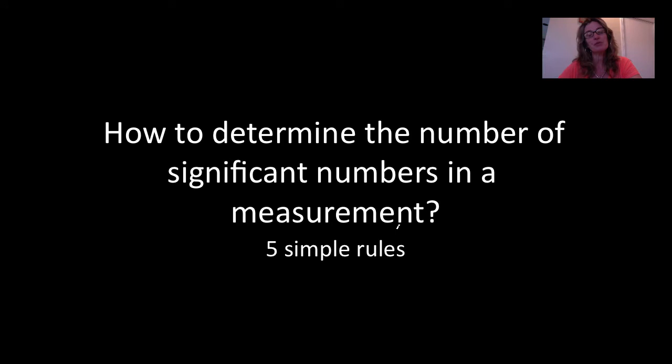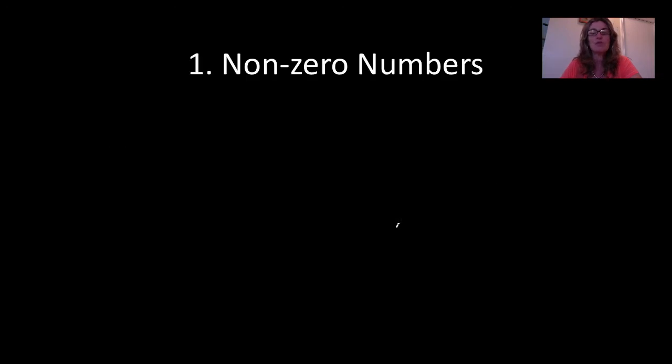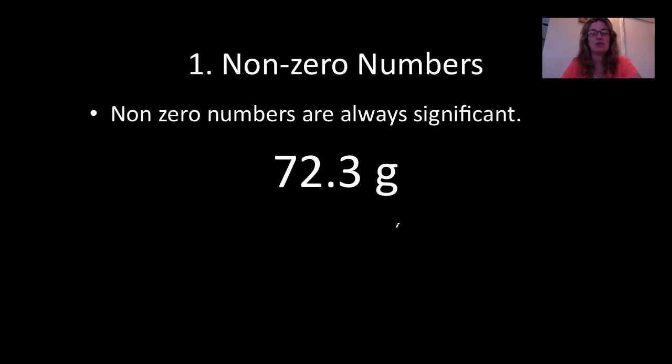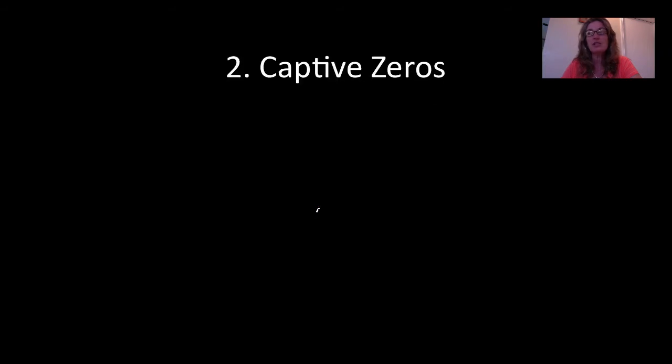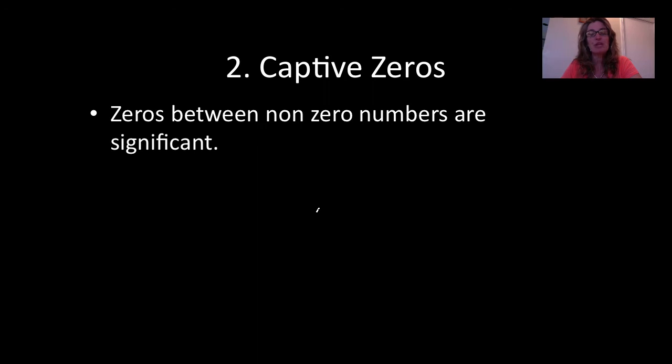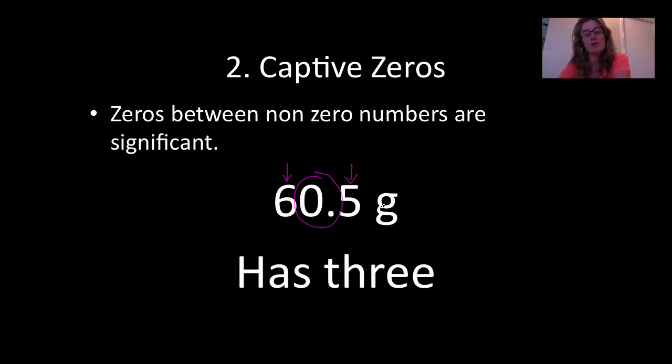Now, how do I determine the number of significant digits in a measurement that's given to me? Well, there are 5 simple rules. The first rule is all non-zero numbers are significant. So, for example, this measurement has all non-zero numbers, so I know that it has 3 significant figures, 2 certain and 1 uncertain. All zeros that are captive between 2 significant figures, whether they are non-zero numbers or significant zeros, are significant. So here I have a 6 and a 5, and this 0 is captive. So it is a significant figure, therefore this number has 3 significant figures.